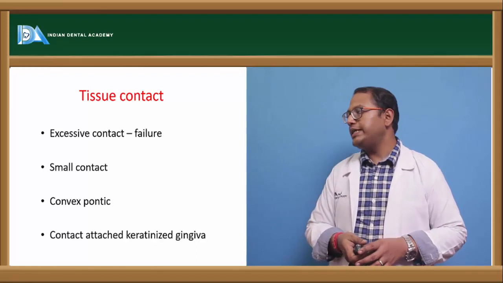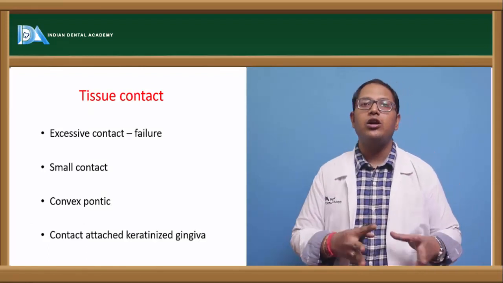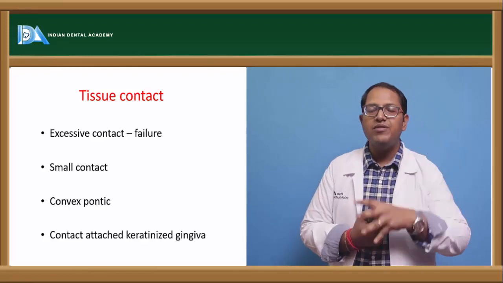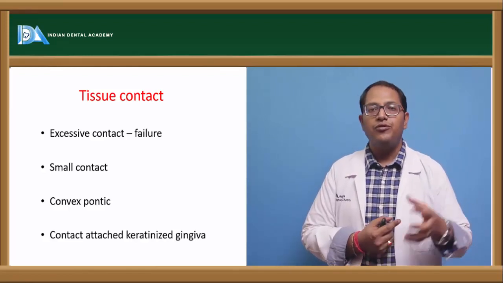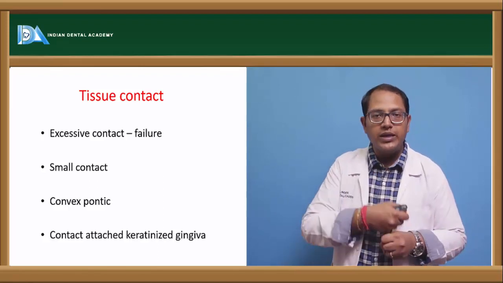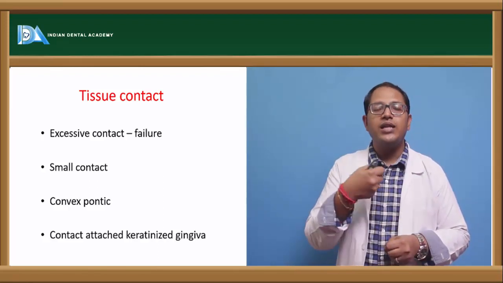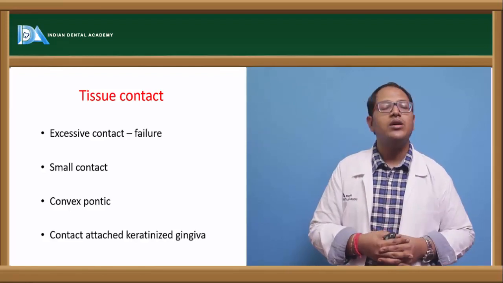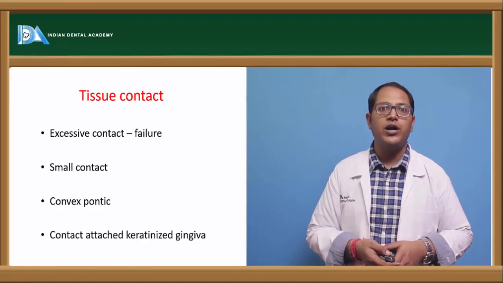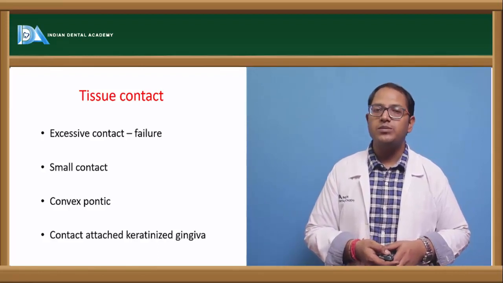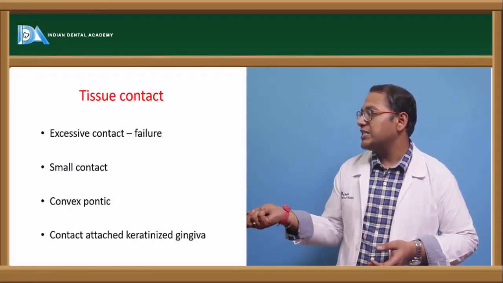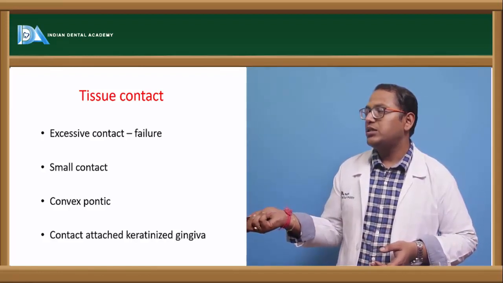Coming to the tissue contact, excessive contact should not be done, because it will cause redness in that particular area. All the time we will have masticatory forces falling onto that Pontic. So the Pontic will in turn hit the ridge behind. So that ridge will get reddish and it will cause edema. So we are not supposed to make excessive contact. The contact point should be as small as possible. A T-shaped contact is a better option. We should have a convex Pontic, very important. Not a concave Pontic.